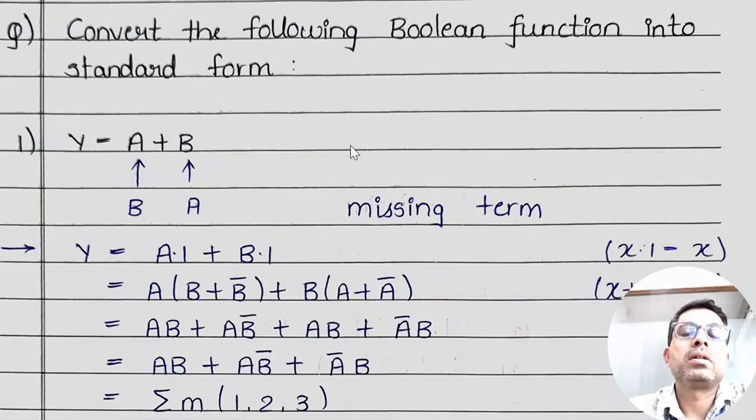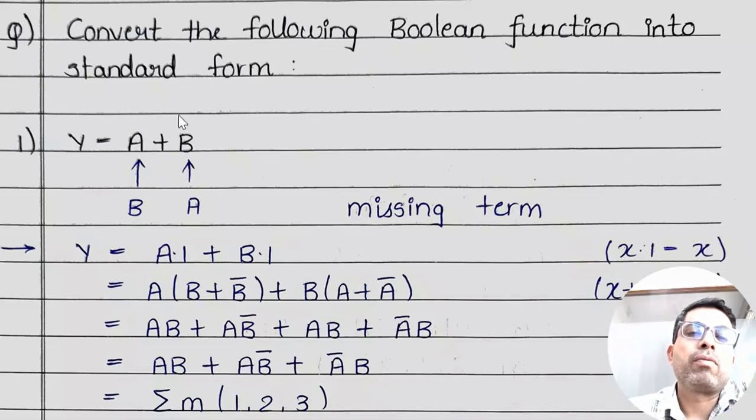Good morning, students. Today we are going to see how to convert the non-standard form to standard form of a Boolean expression. So what is the question? Convert the following Boolean function into the standard form, also called the canonical form. So what is the first equation? Y is equal to A plus B.